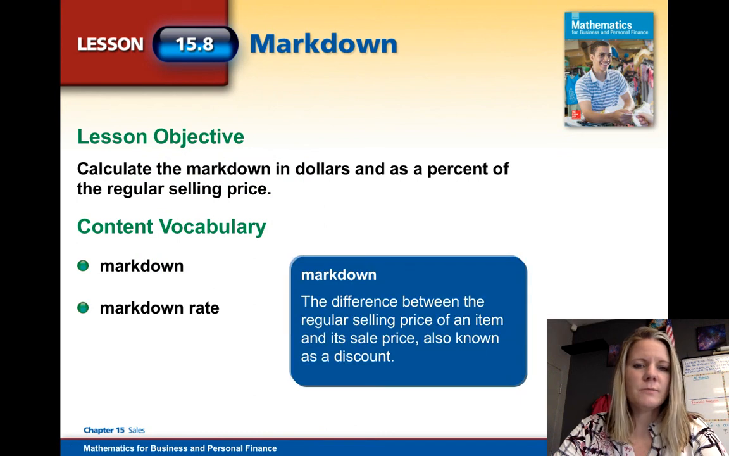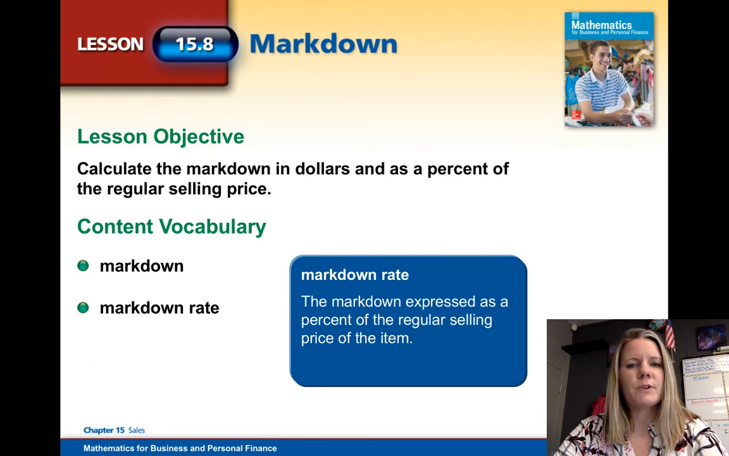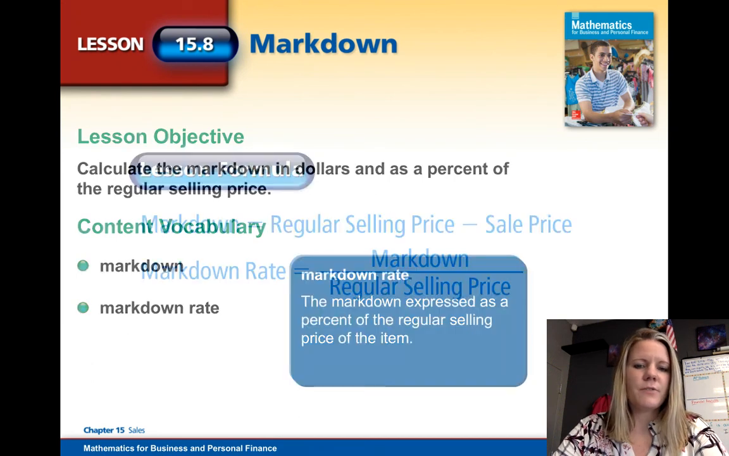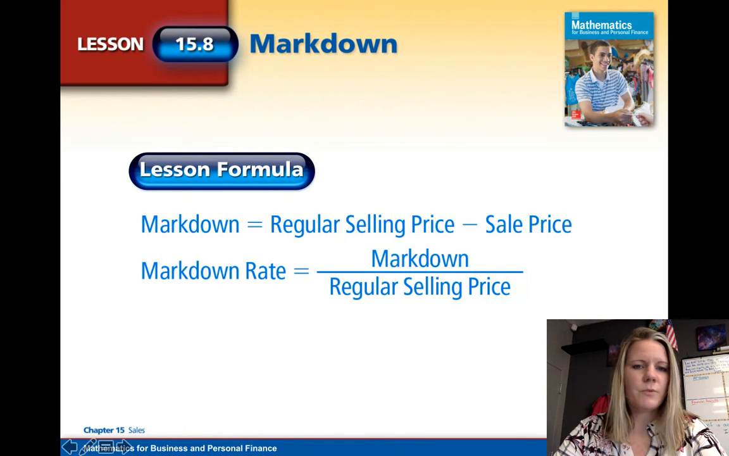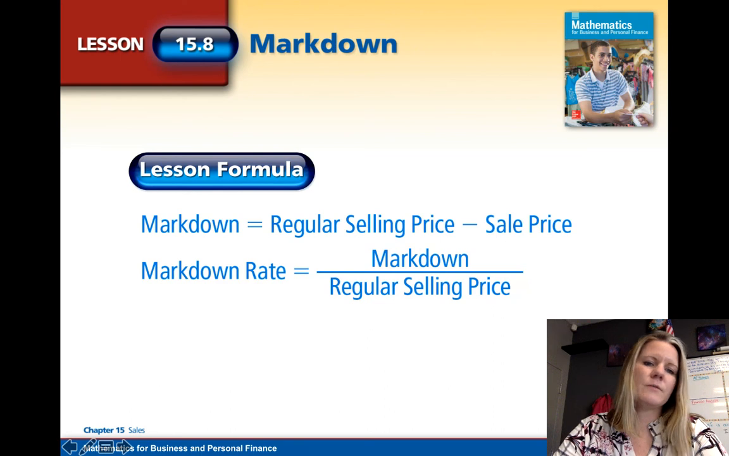So a couple terms to finish up this section here. Markdown, of course, is a discount. And a markdown rate, we're going to divide again because it's another rate problem. It's the percent of the regular selling price. So as we look at these formulas, you subtract to find markdown and you divide to find the markdown rate. Notice again, markdown rate, markdown is going to go on the top over your selling price.